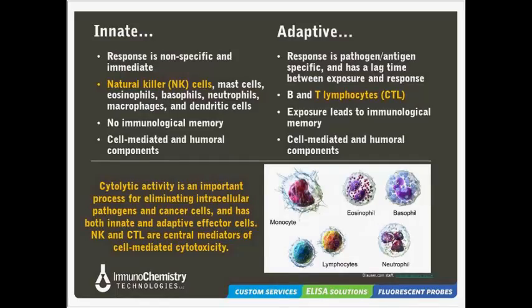On the other hand, the adaptive immune system takes a little bit longer to respond, sometimes like 5 days, but generates a specific response which is memorized by the immune cells, which is why vaccines work. This involves B and T lymphocytes, which include the cytotoxic T lymphocytes, CTL, which I'll mention quite a bit today. And like the innate system, it has both cell-mediated and humoral components. Natural killer cells and cytotoxic T lymphocytes are the central mediators of cell-mediated cytotoxicity and play important roles in the protection against intracellular pathogens and cancerous tumor cells.